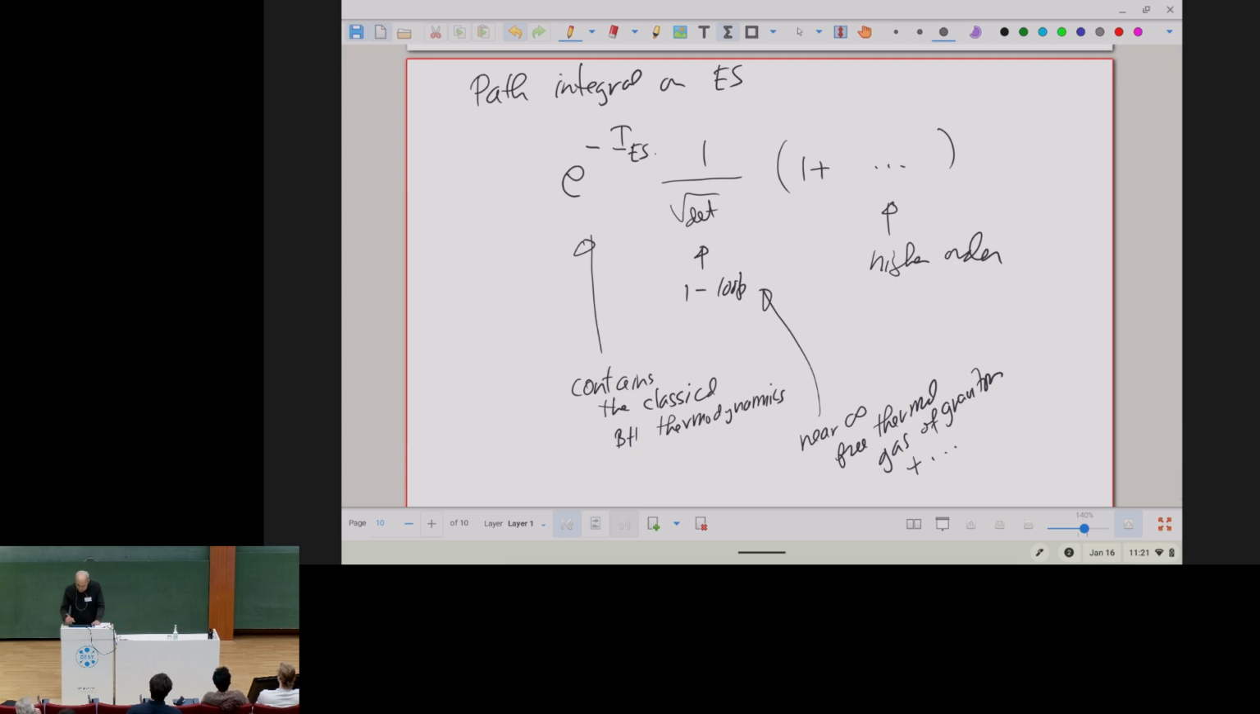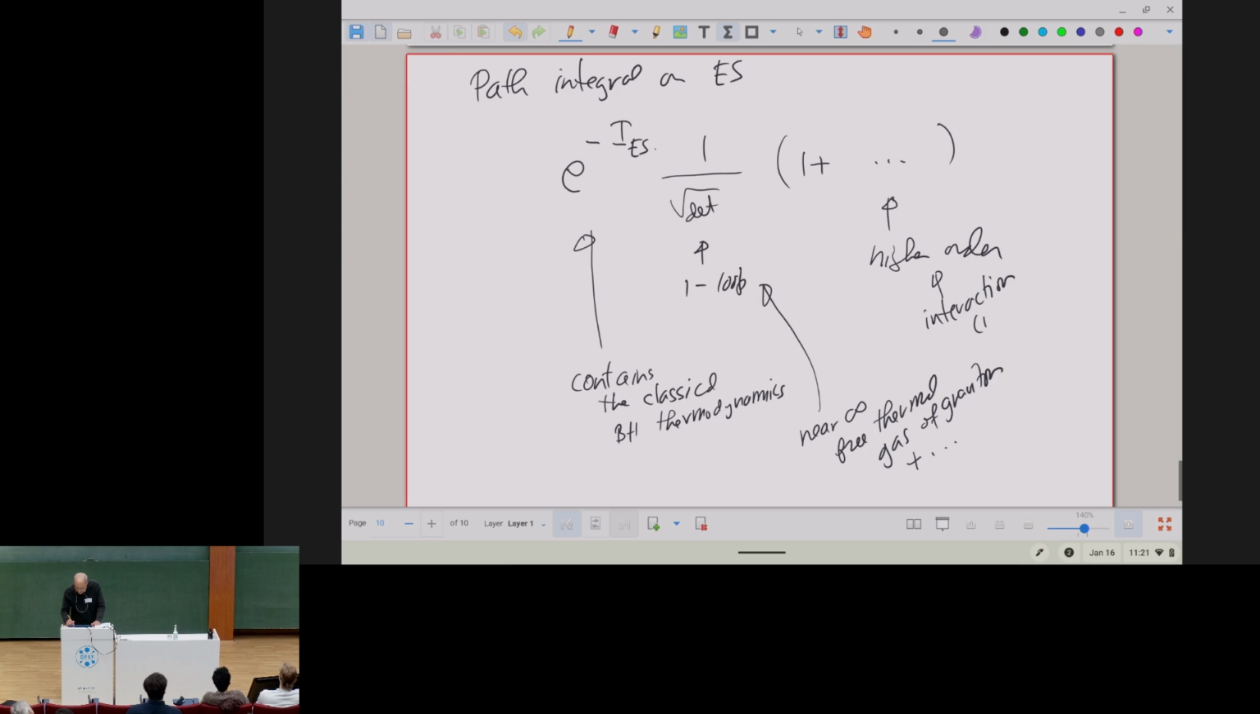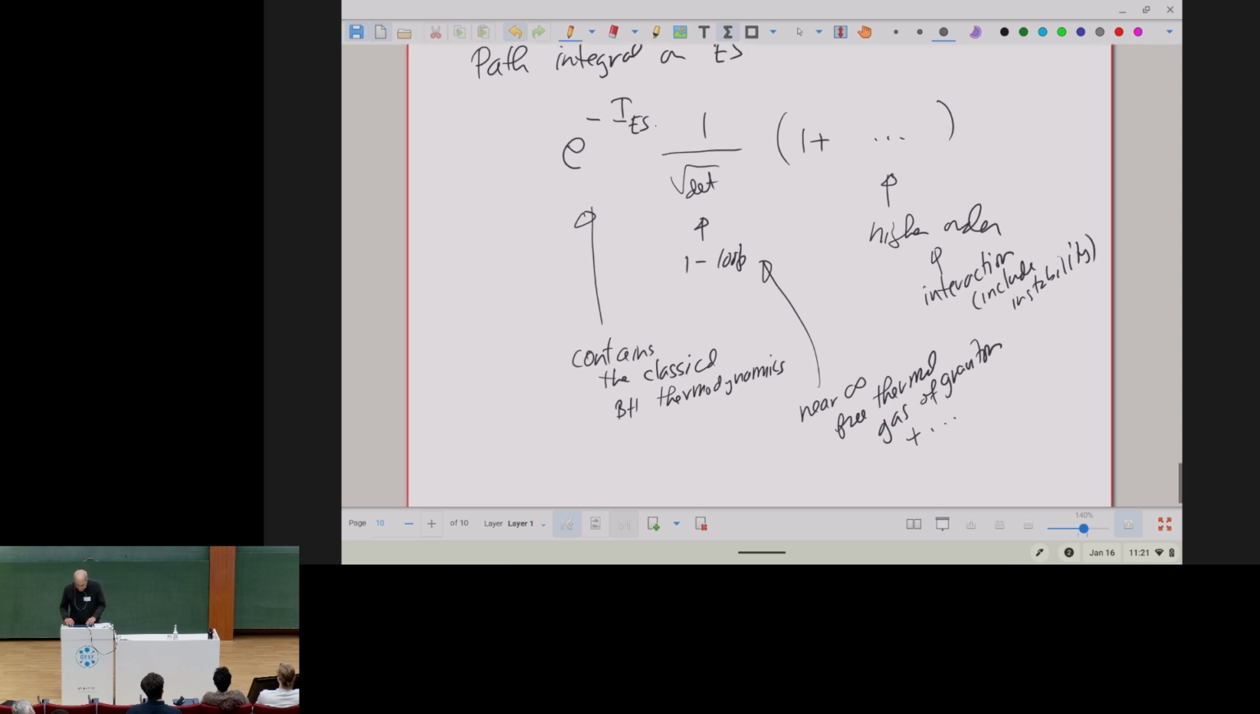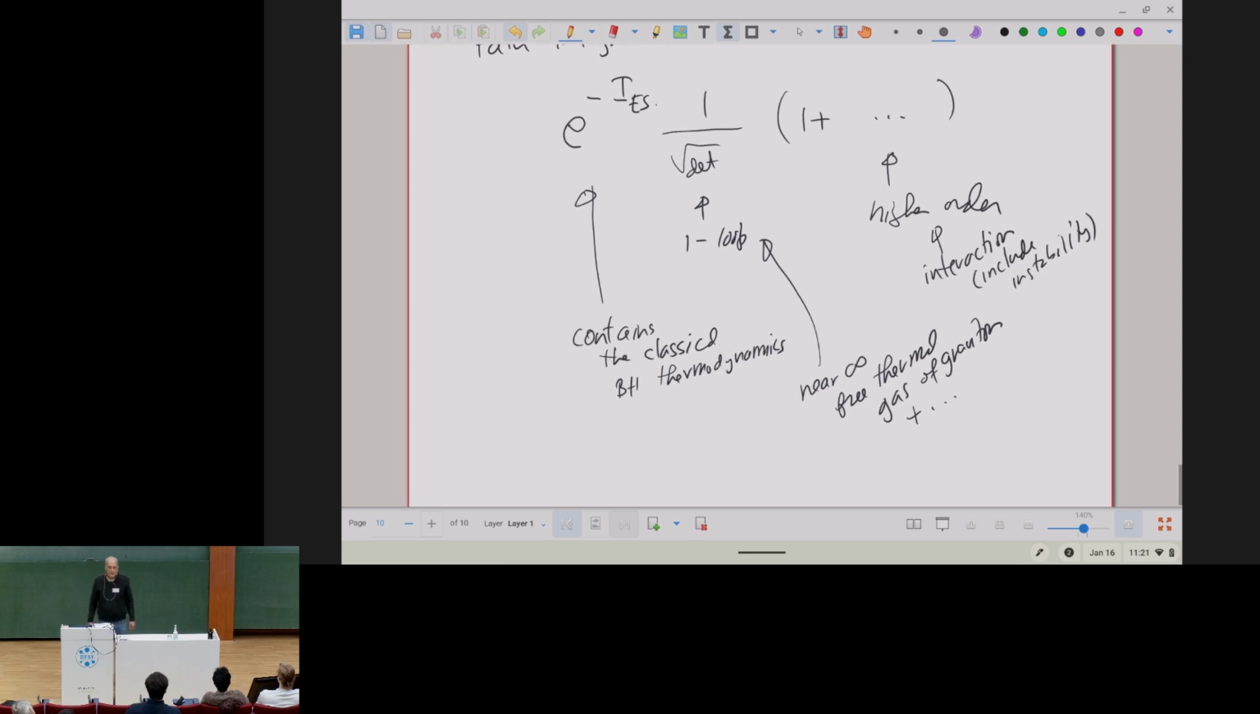The higher order terms will give interactions and the interactions include an instability. So, as we discussed, the thermal gas in infinite volume is really unstable, and we'll discover that if we try to calculate the two-loop contribution. So this path integral for this system is supposed to describe the black hole in equilibrium with the thermal gas, to the extent that that makes sense in an asymptotically flat space-time. In particular, the classical action is supposed to contain the classical black hole thermodynamics. So what I've described here is the partition function of the system.